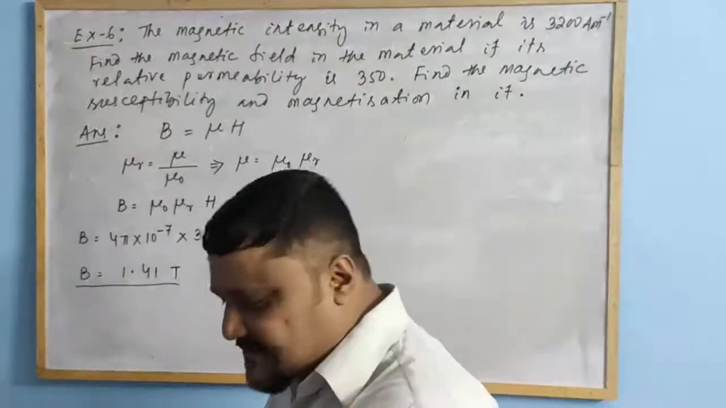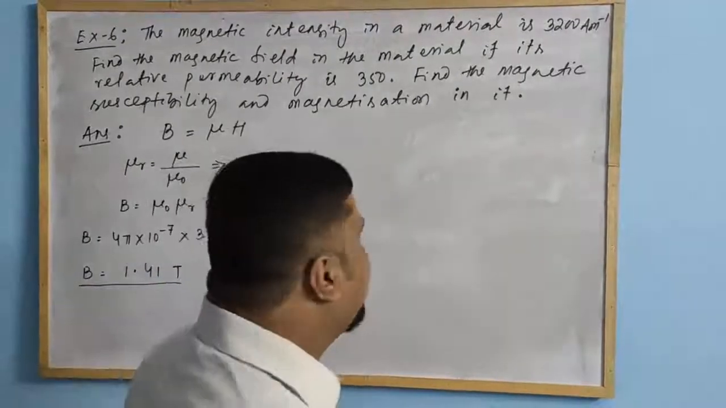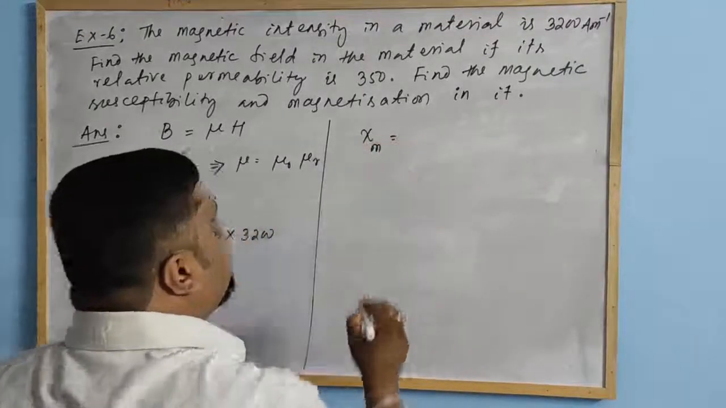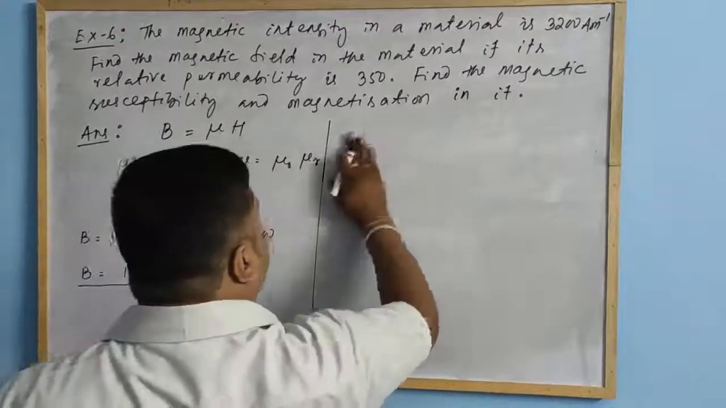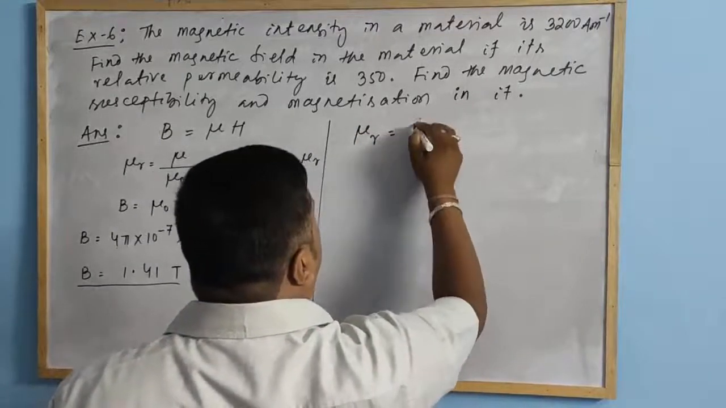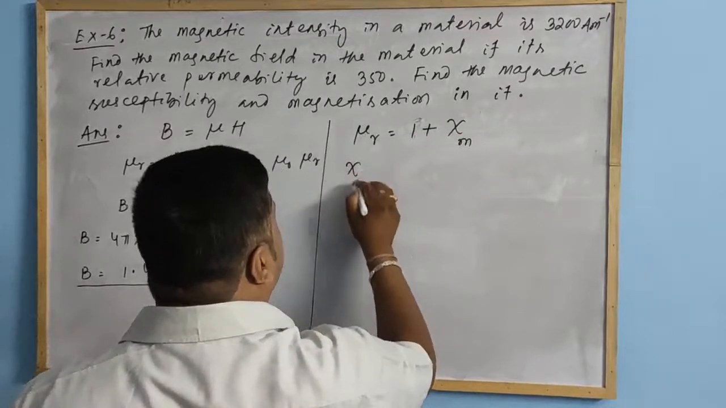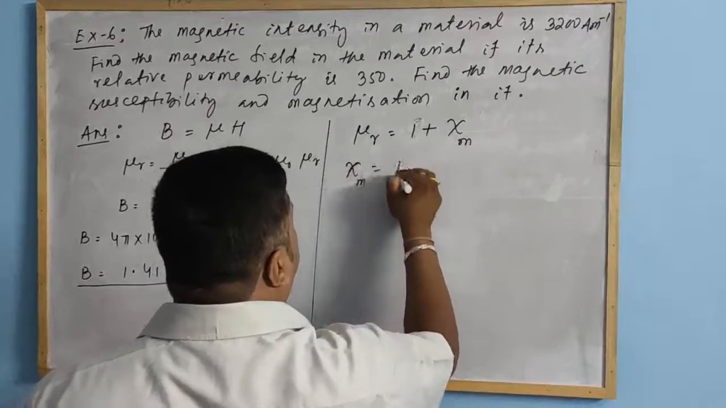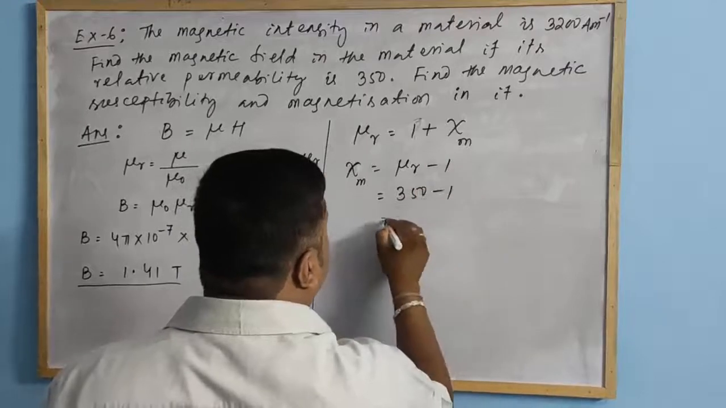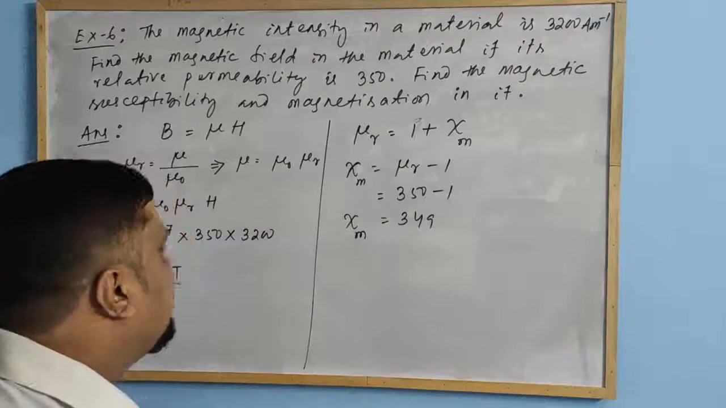To calculate the susceptibility, we know the formula from relative permeability, which you have already derived. For the susceptibility part, the formula is mu R is equal to 1 plus magnetic susceptibility. So magnetic susceptibility chi m is equal to mu R minus 1. This is equal to 350 minus 1, which is 349. That is my susceptibility. There is no unit. This is the second part.